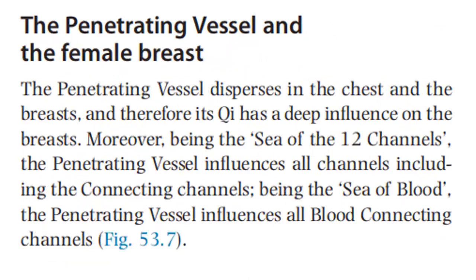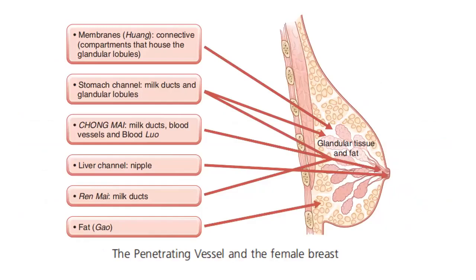Next, the penetrating vessel and the female breast. The penetrating vessel disperses in the chest and the breast, and therefore its chi has a deep influence on the breast. Moreover, being the sea of 12 channels, the penetrating vessel influences all channels, including the connecting channels. Being the sea of blood, the penetrating vessel influences all blood connecting channels.